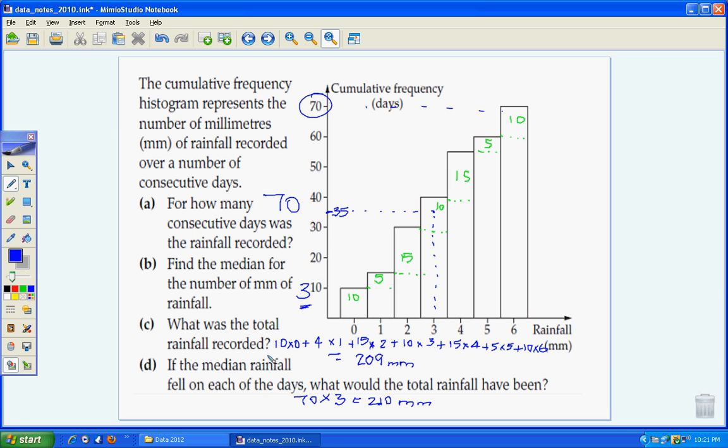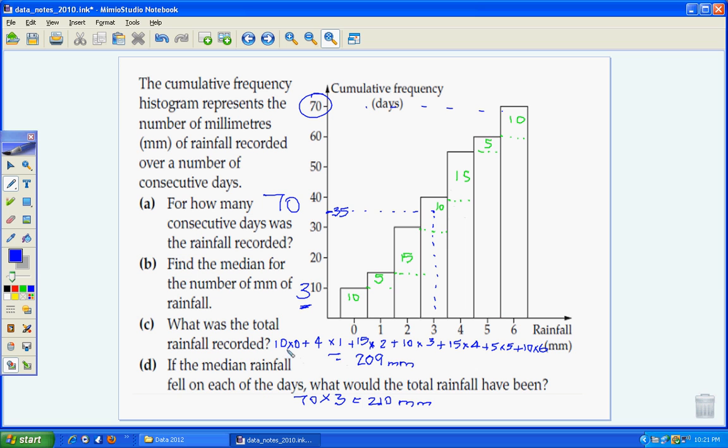What was the total rainfall recorded? So doing this one, like seeing the green here, that I've actually done the number of scores for each. So I've done my own little frequency diagram and frequency column as I've gone through. There's 10 scores of 0, 5 scores because it went from 10 to 15, then went up to 30. So there's 15 twos, goes up 10. So, and you can see how I got those scores.